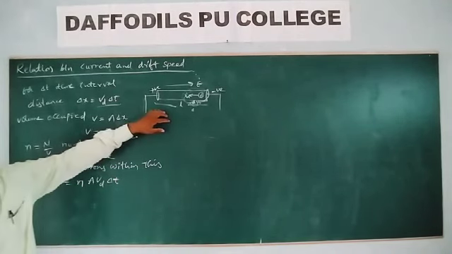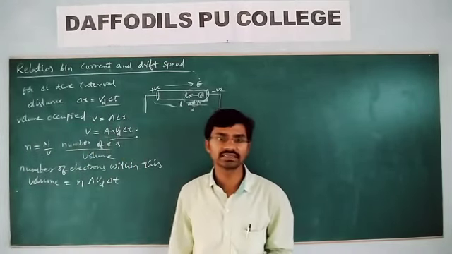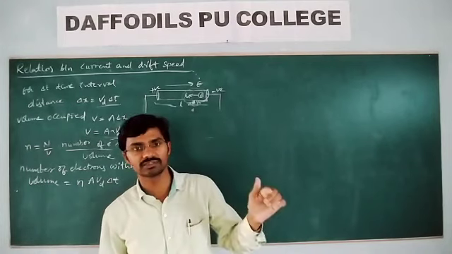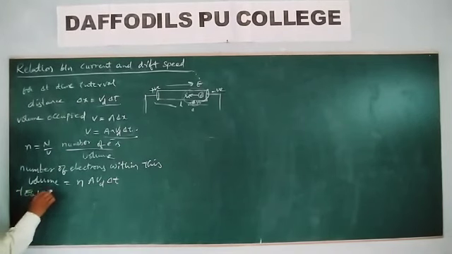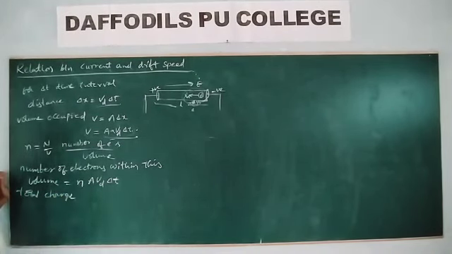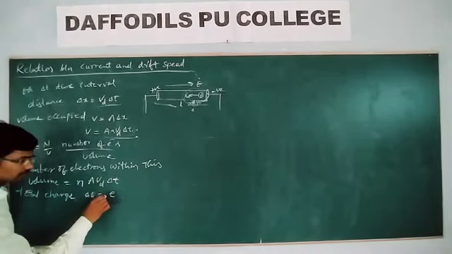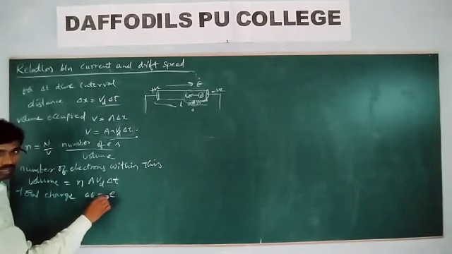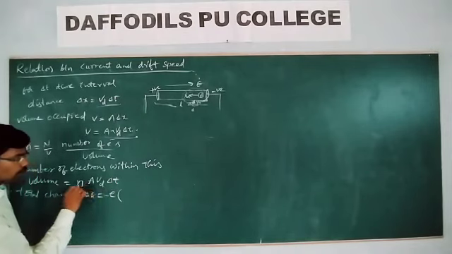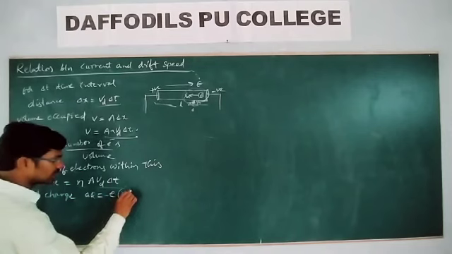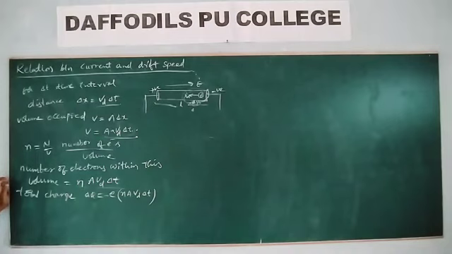Tell me, what will be the charge of all these electrons? From the quantization of charge, the total charge is an integral multiple of the basic unit of charge, which is denoted by e. Therefore, the total charge of these electrons in this particular volume, delta Q, is equal to minus e, since the electron has negative charge, into n A Vd delta t.